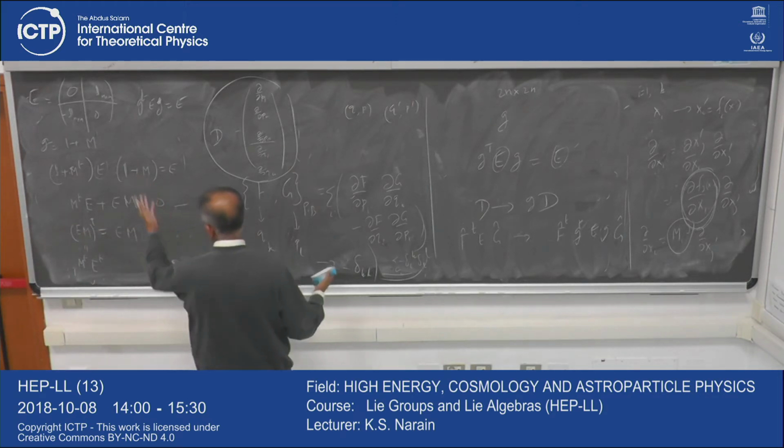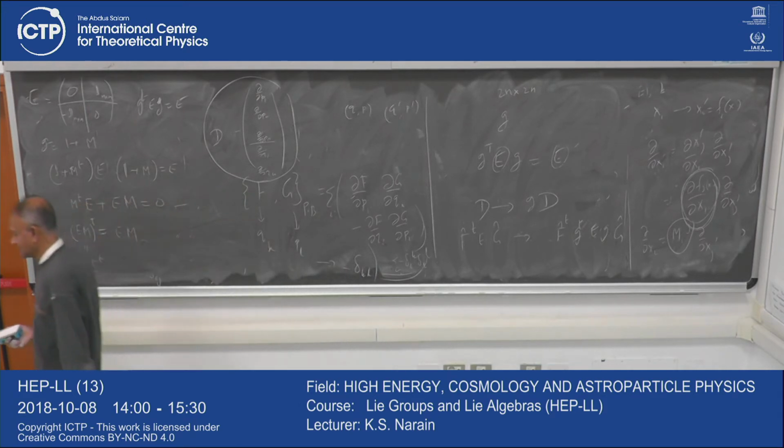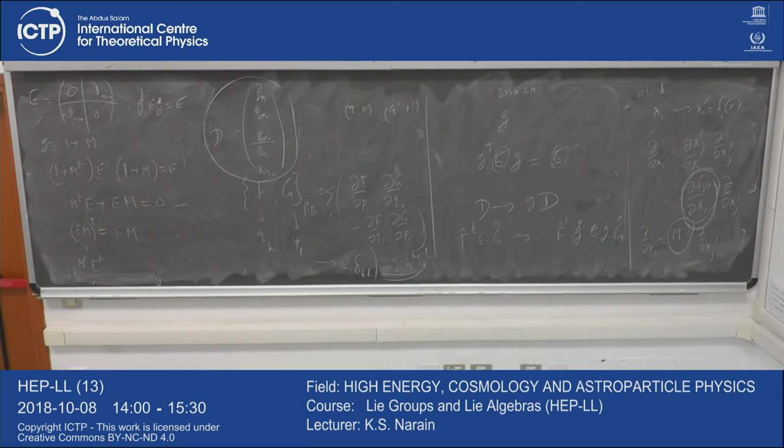This appears naturally in classical mechanics. Very long before any group theory was known, there was already classical mechanics and the Hamiltonian formulation. Does E and M commute? No, not necessarily. M, whatever it is, has to satisfy this condition.